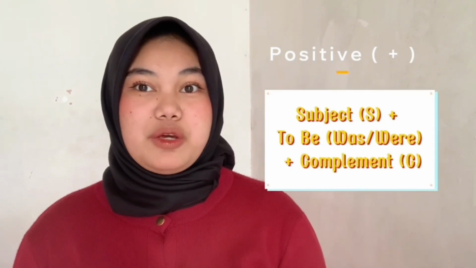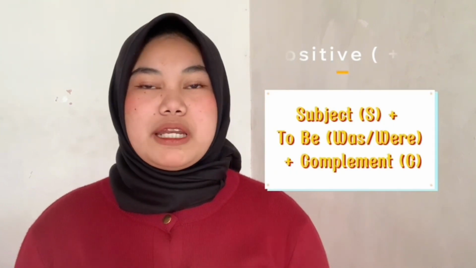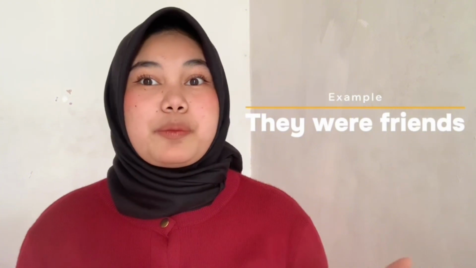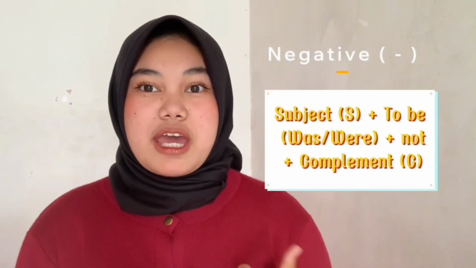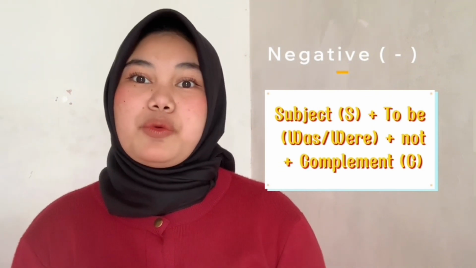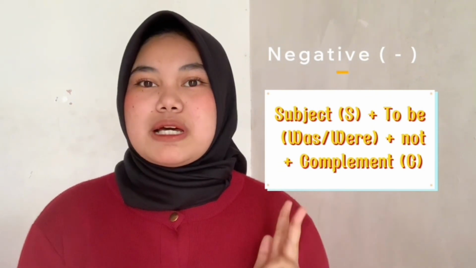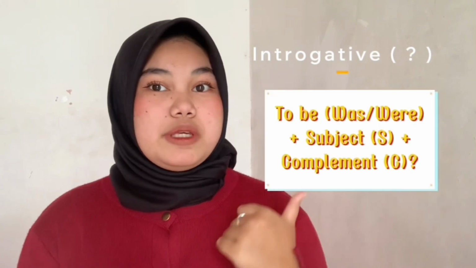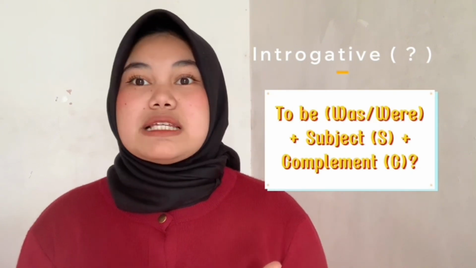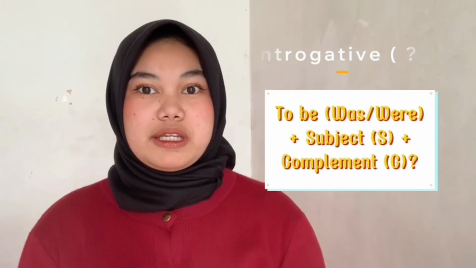For a positive sentence: subject plus to be, was or were, plus complement. Example: they were friends. For a negative sentence: subject plus to be, was or were, plus not plus complement. Example: they were not friends. For an interrogative sentence: to be, was or were, plus subject plus complement. Example: were they friends?